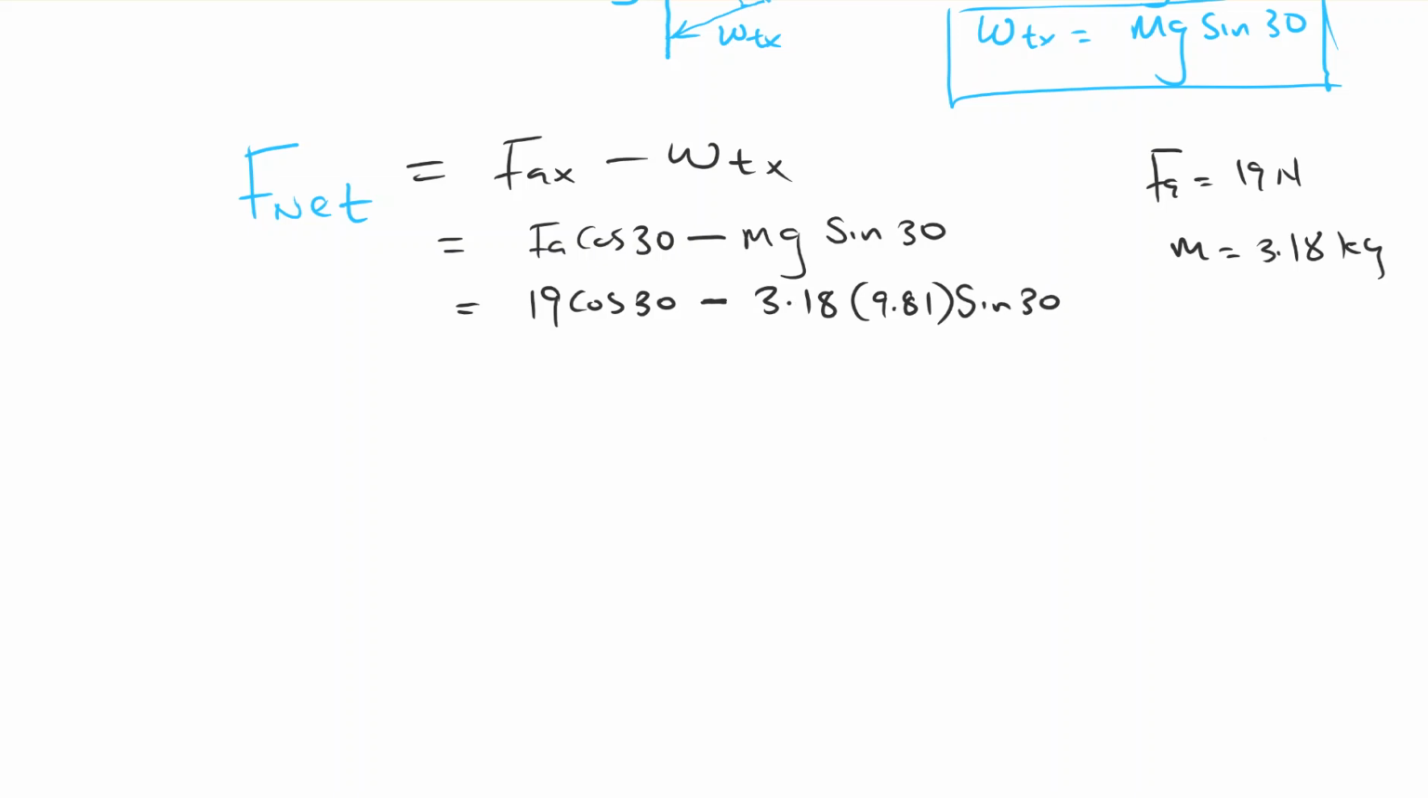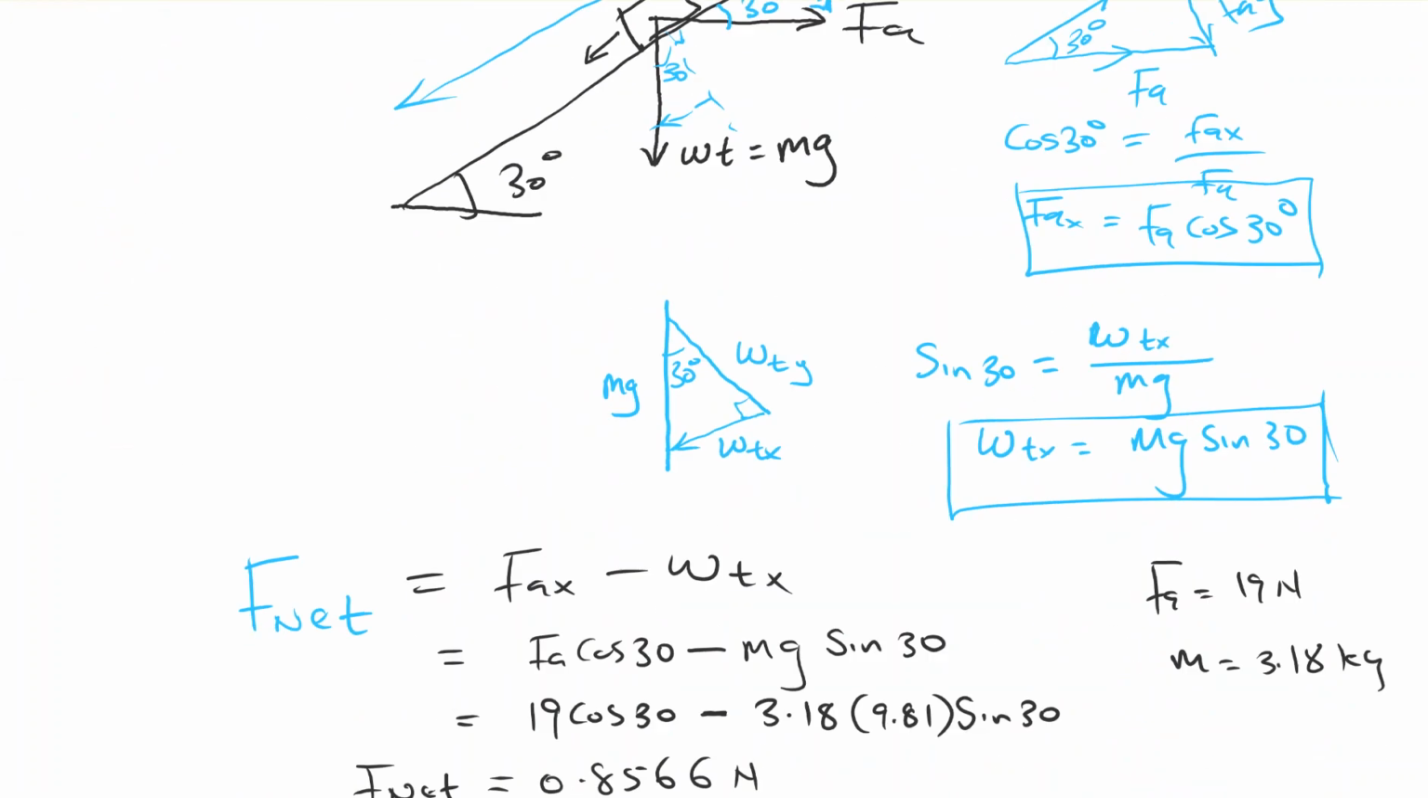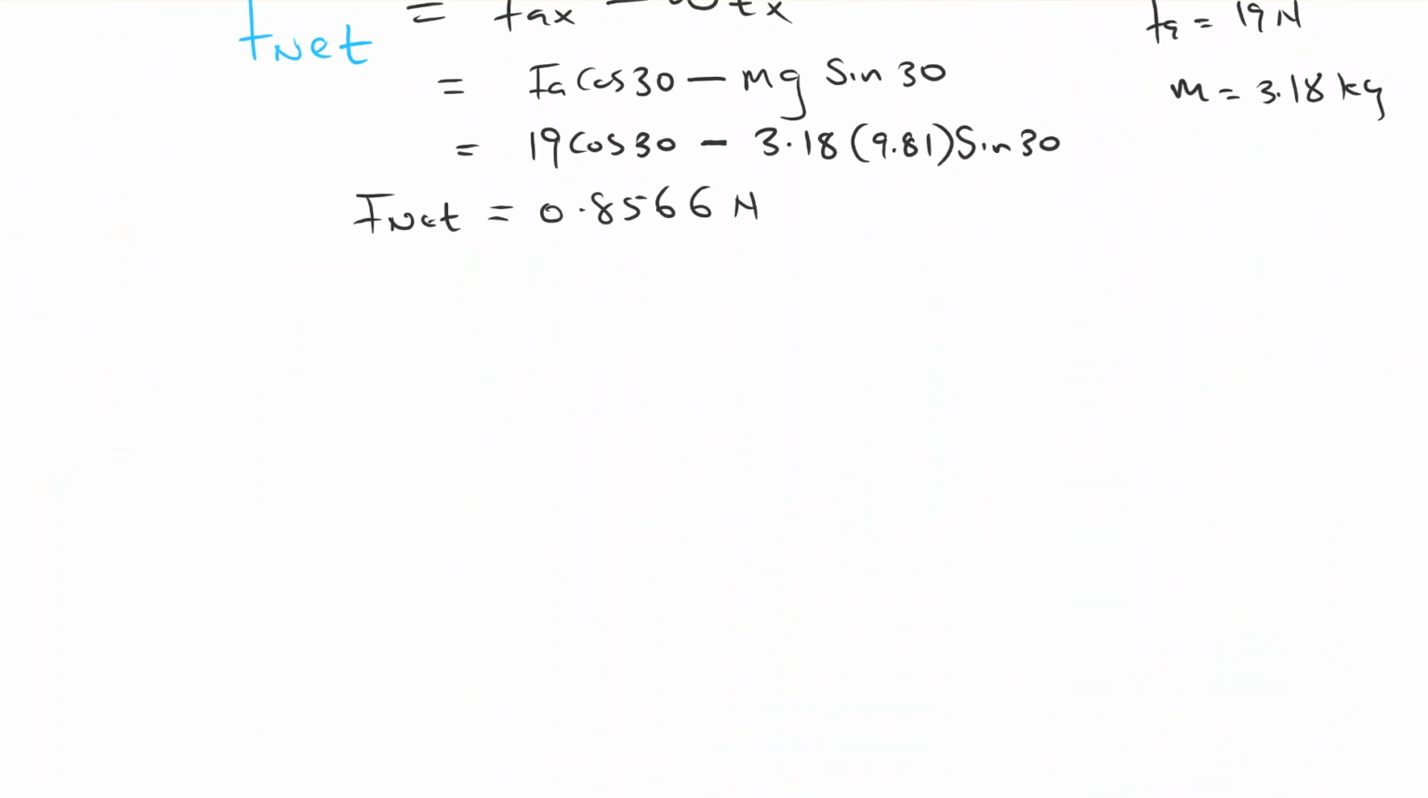I'm going to press that out. So we have 19 cosine 30 minus, this gives a net force of 0.8566 to 4 decimal places. So F net is this. Now we can find the work done on the object, right? On the book, I mean.